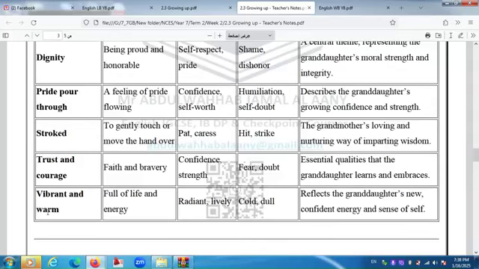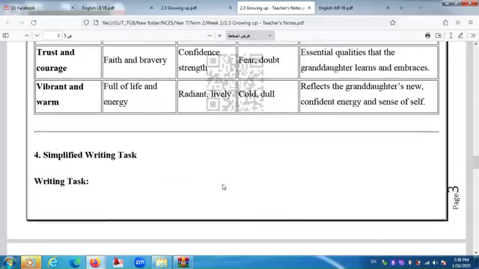Vibrant and warm. It is full of life and energy. Vibrant, dynamic, lively. Another synonym, radiant and lively. The antonym is cold and dull. And the effect is to reflect the granddaughter's new confident energy and sense of self, and that she is improving. Okay?